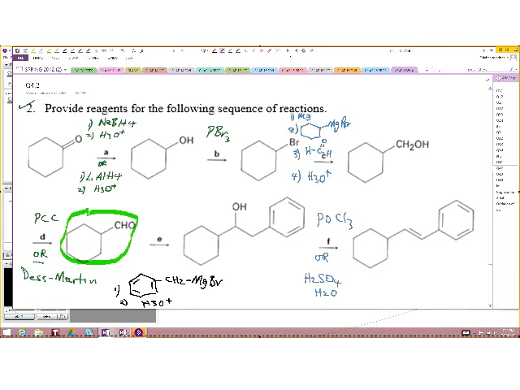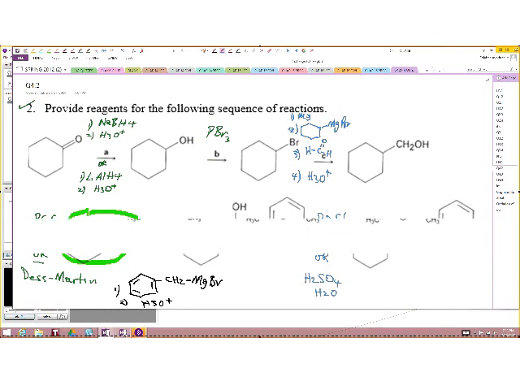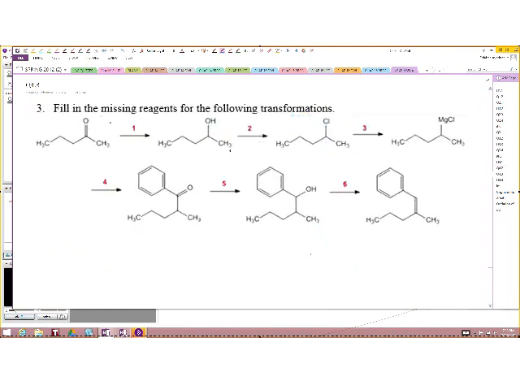Okay, let's do question 3. We should be able to go through this real quick. Jasmine, can you read this for us? Very good, thank you. So what do we need to do here? Just fill in the missing reagent, just as we have been doing in the previous questions. Number 1, what do we need? Ketone to secondary alcohol.